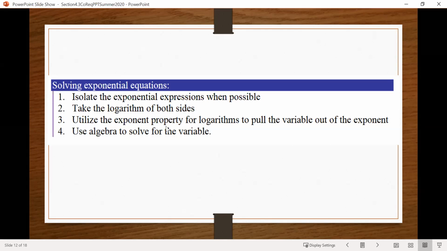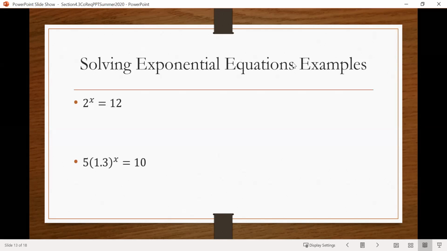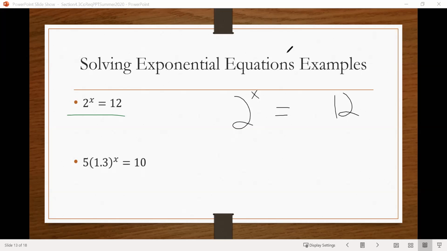So let's look at what this looks like in practice. We're going to return to the problem we started this section with, 2 to the x equals 12. I'm going to write it larger over here. First of all, notice in this equation that the exponential term, the 2 to the x, is already isolated. There's nothing on the left-hand side with it. So that first step is already done. Next we take the log of both sides, and in this case we'll just use the common log, so I'm using log base 10 here.